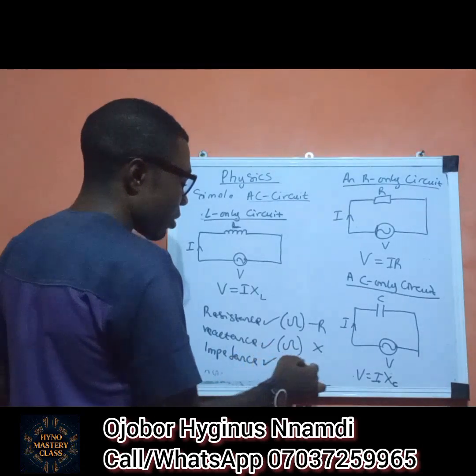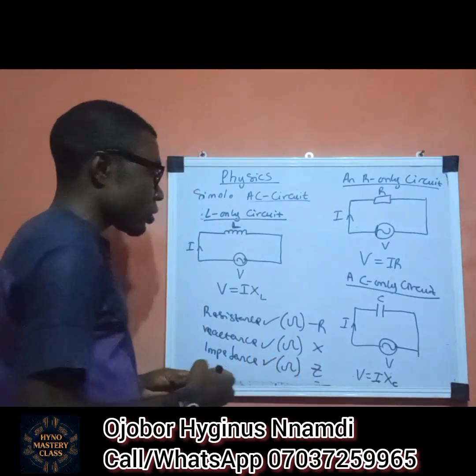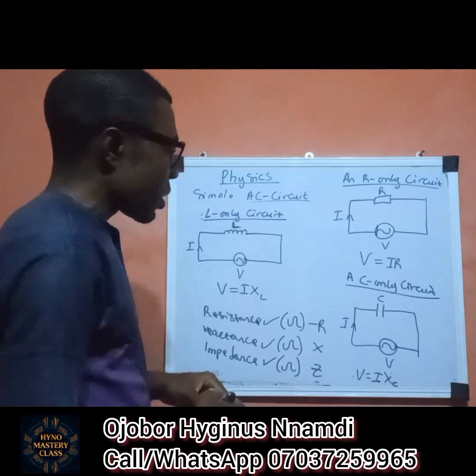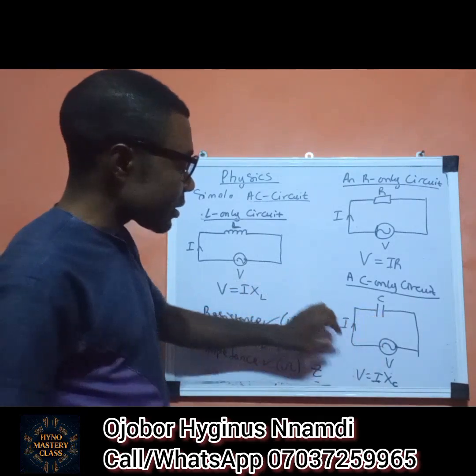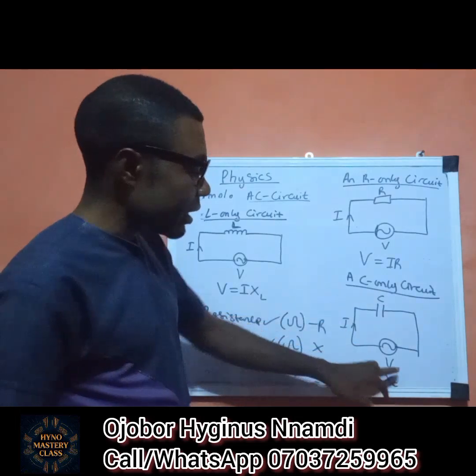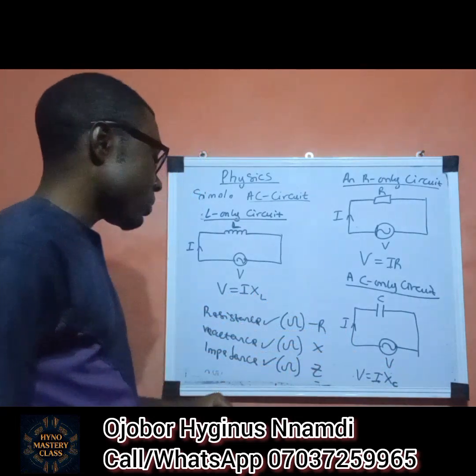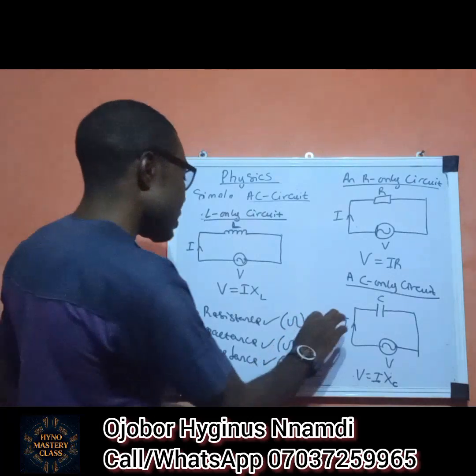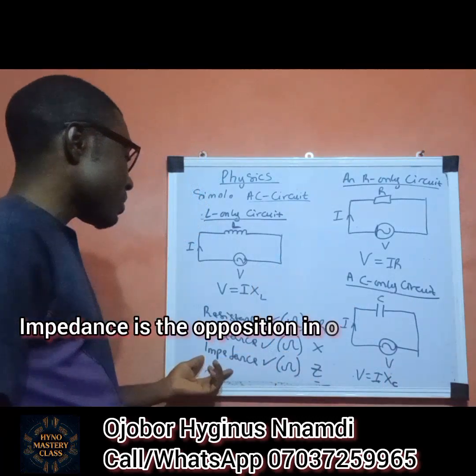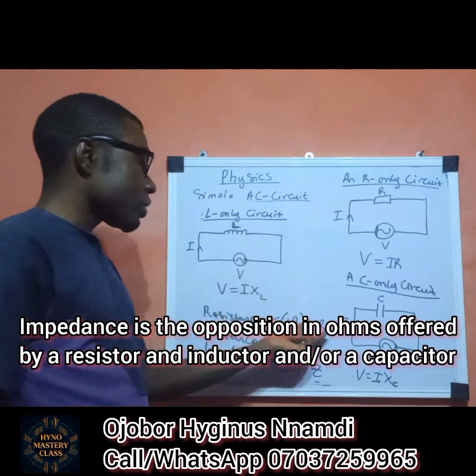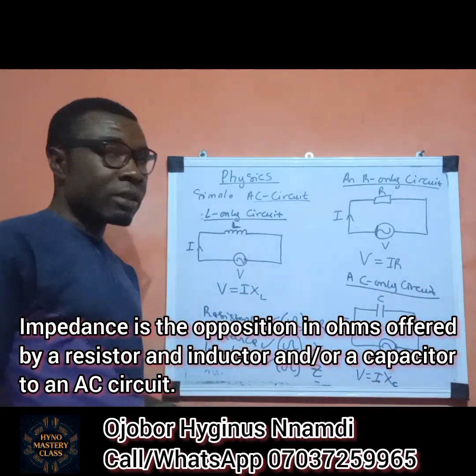Impedance has to do with a combination of resistance and reactance. If you combine a resistor and any of these reactances, that is, resistance and inductive reactance, or resistance and capacitive reactance, you get what you refer to as impedance. So once there is resistance and any of these two or both, we have impedance. So impedance is the opposition provided by a resistor, an inductor, and/or a capacitor to an AC circuit.